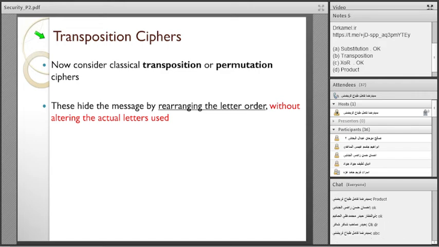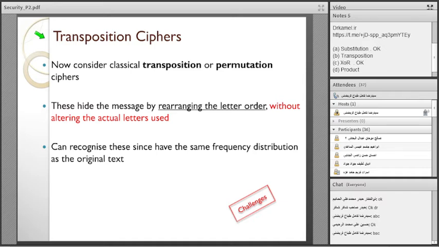Transposition means that when, for example, you have ABC, you do not change the letters. You do not take a letter and put something else instead. You just change the order. For example, it can be BAC. These are the transposition methods.